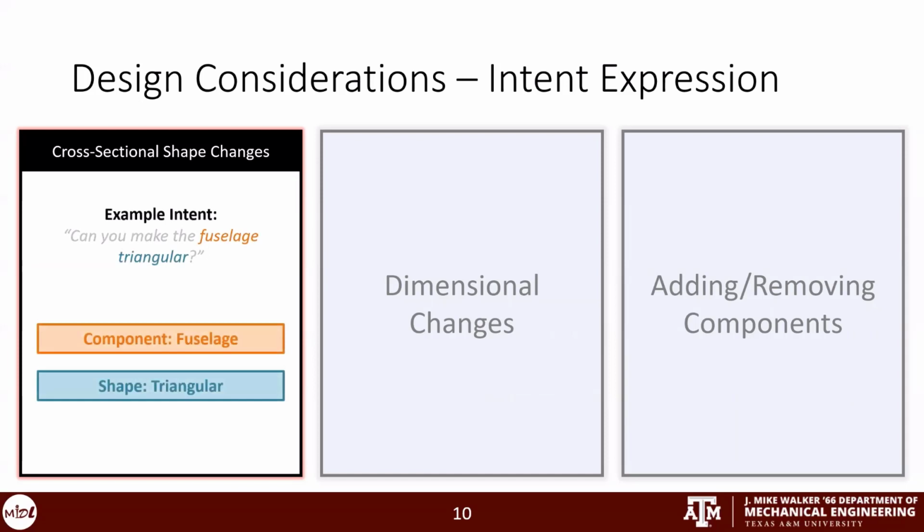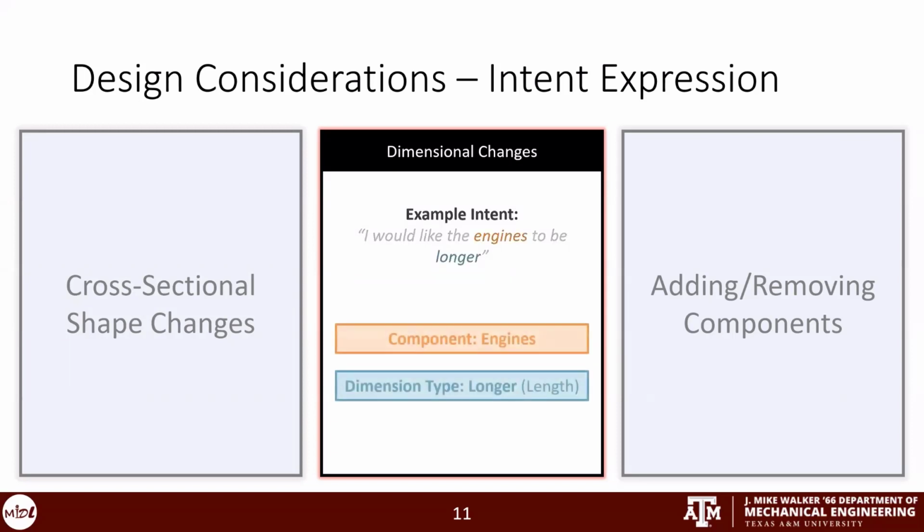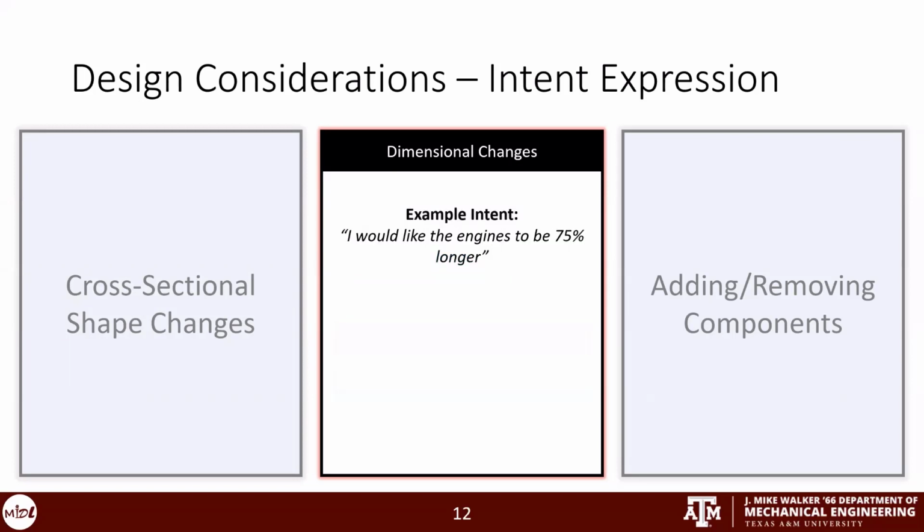An example intent for cross-sectional shape change would be to make the fuselage triangular. Our system needs to first identify the component in question, and then the shape that it needs to be changed to. Similarly, an example intent for dimensional changes could be to make the engines longer, where the component is the engines and the dimension type is length. In addition to this, our system should also be able to understand certain specifications, which in this case is a percentage by which the user wants the engines to be longer.